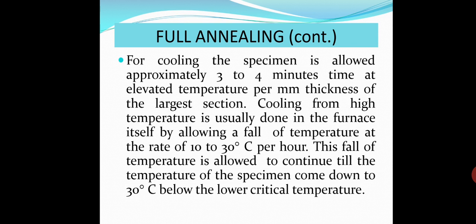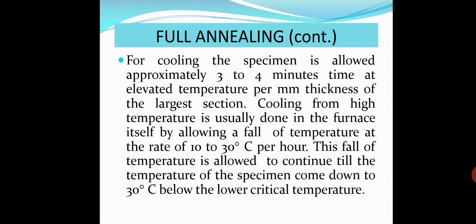Then cooling from high temperature is done inside the furnace by allowing a fall of temperature at the rate of 10 to 30 degrees centigrade per hour. This fall of temperature is allowed to continue till the temperature of the specimen comes down to 30 degrees centigrade below the lower critical temperature.